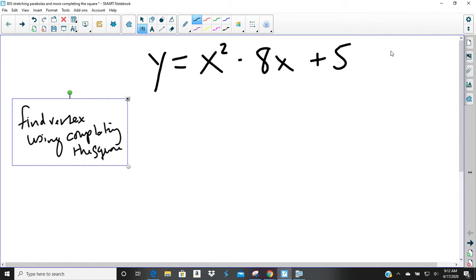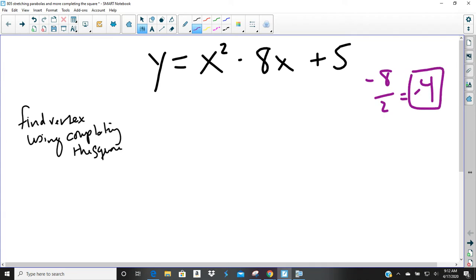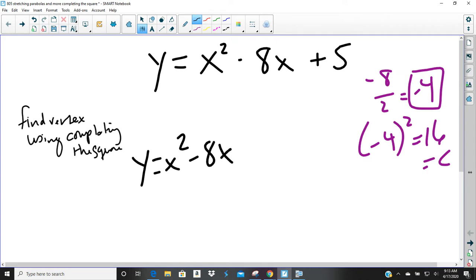Okay, so remember, the first step is going to be take the b term and divide by 2. So we're left with -4. I always box that. That's my clue for later on, so I don't have to think too much. I'm now going to take my b over 2 and square it, and I get 16. That's my c term. So now I'm going to come back and I'm going to rewrite my formula. Y equals x squared minus 8x. I'm now going to input the new c, 16, subtract the new c, minus 16, plus 5.